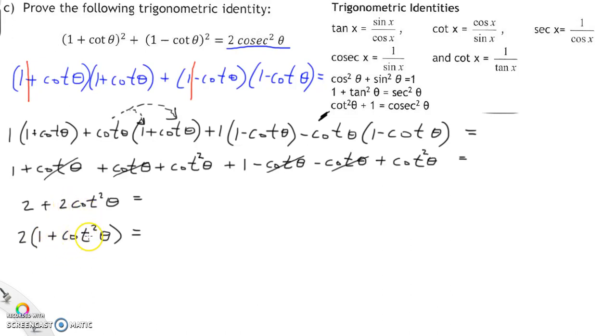Now 1 plus cotan squared theta, look at it, it's there in the bottom of the trig identities. 1 plus cotan squared theta equals cosec squared theta. So we can just say that that's the same as 2 times cosec squared theta, which equals 2 cosec squared theta from the top there. That's it. Job done.